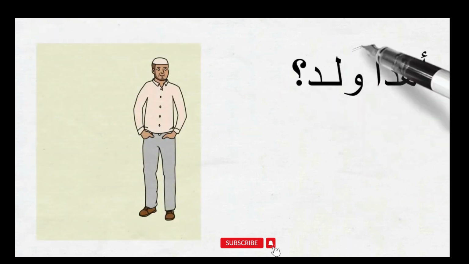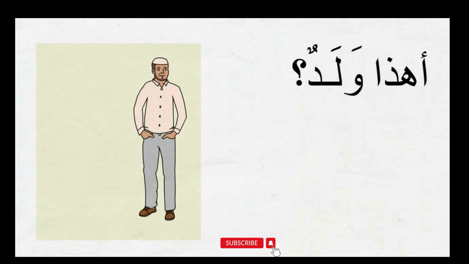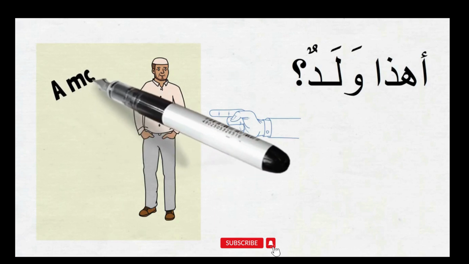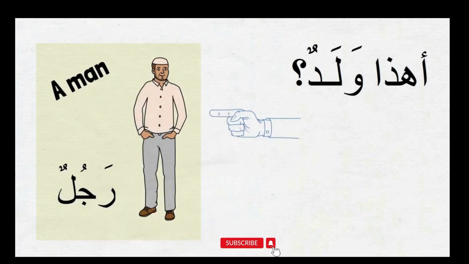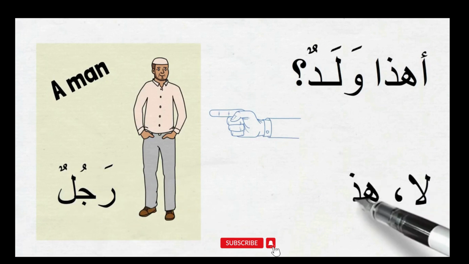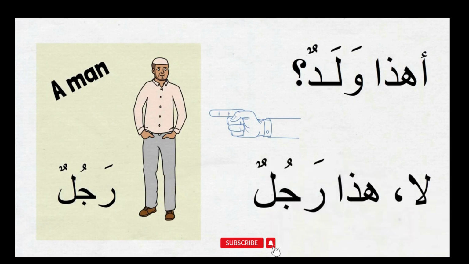Next question. أهذا ولد؟ We are asking, is this a boy? Remember, we just learned ولد, which means a boy. So أهذا ولد means, is this a boy? But what we are seeing in the picture is not a boy. We are seeing a man instead. And a man in Arabic is رجل. So our answer will be لا. هذا رجل. We are saying, no, this is a man.